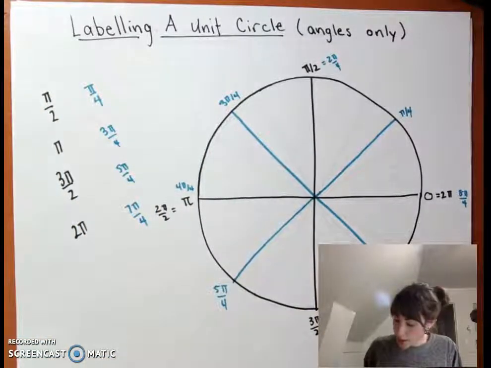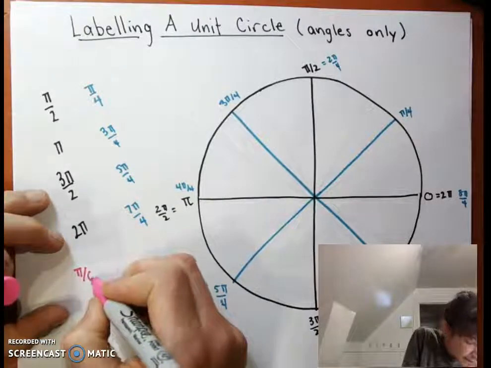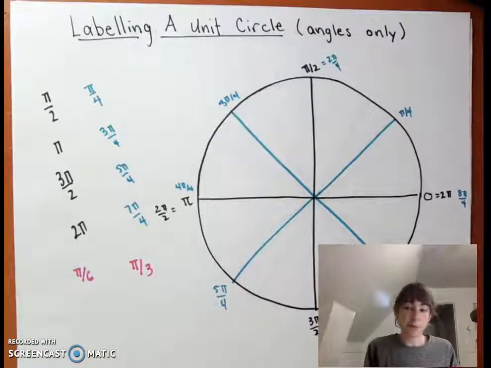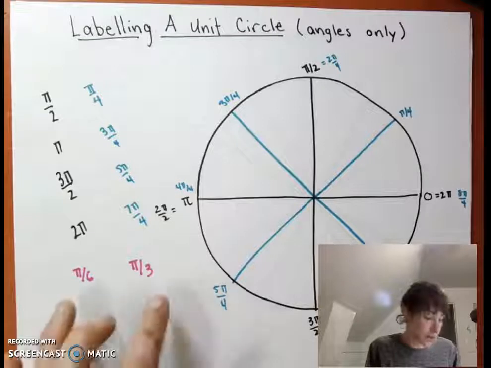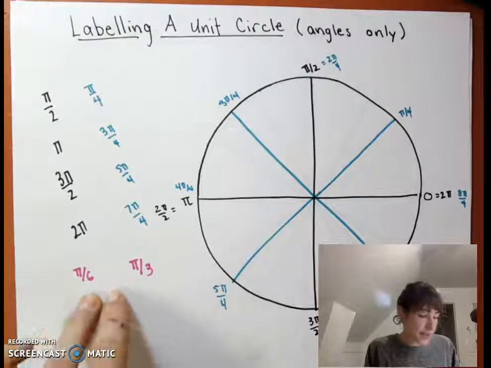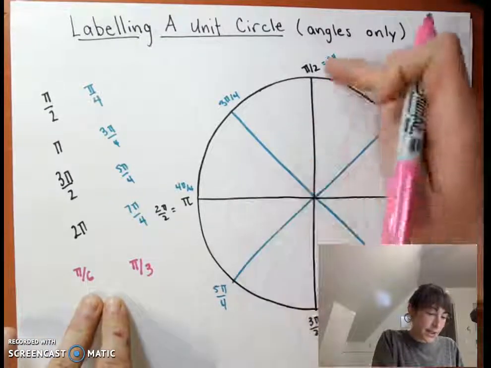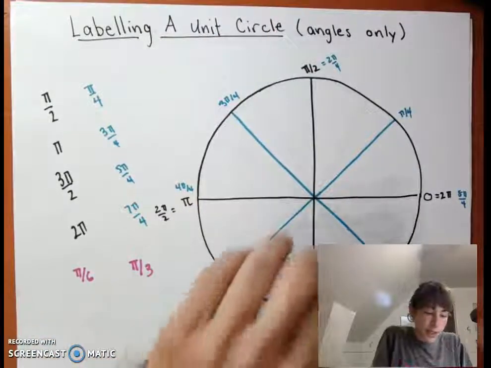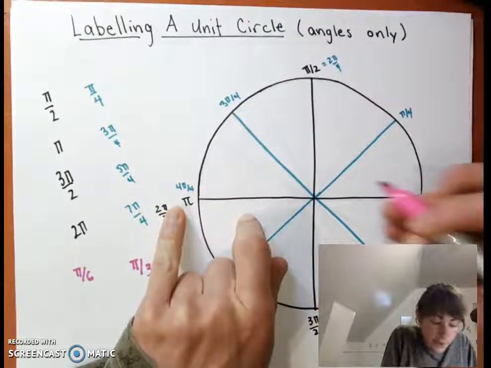Now I have told you that pi over 6 and pi over 3 are very important because they're part of our 30, 60, 90 triangles, our special triangles. So I want to be able to label those too. So pi over 6, if we think about that one, it separates pi into 6 equal parts. So I can separate half the circle into 6 equal parts.